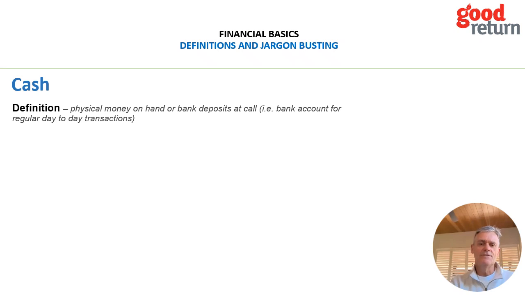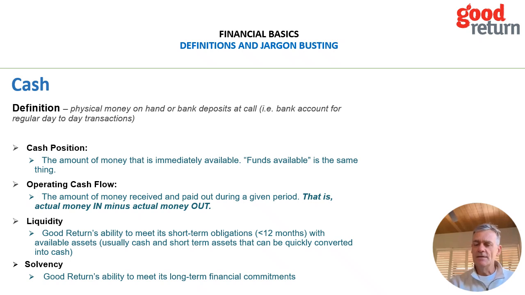And so when you define it in basic terms, it's the physical money we have on hand or the very, very short-term bank deposits we have available to us. So that would be the bank accounts we operate on a regular day-to-day basis. Then we have these other terms that often pop up in the language of finance. The cash position, for example, often gets called funds available. It's exactly the same thing, and it simply reflects the amount of money that a company has on hand and is available, effectively immediately.